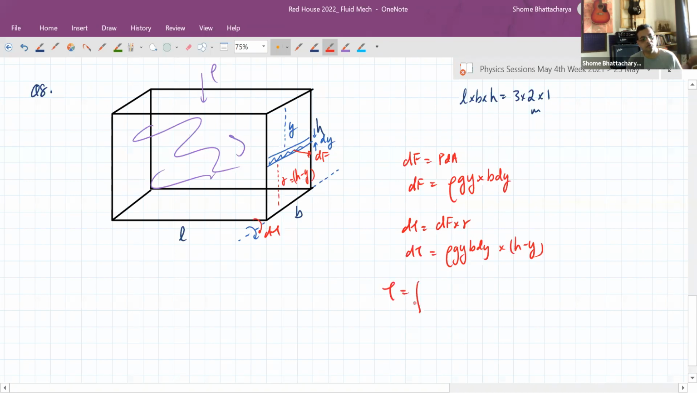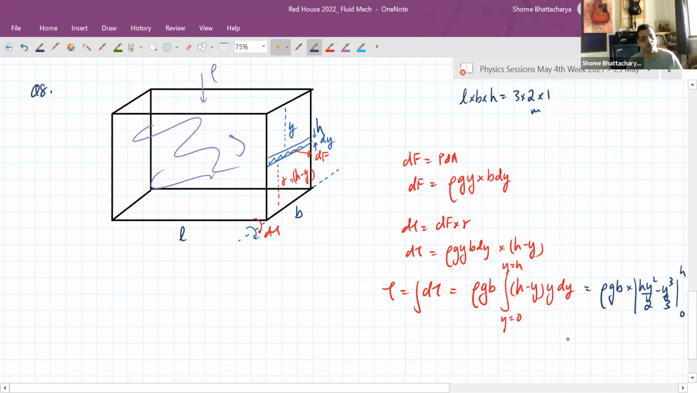So the net torque, integrating from y equal to 0 to y equal to h, will come out to be like this: rho g b into h y squared by 2 minus y cubed by 3, from 0 to h. So this is what it will come out to be.